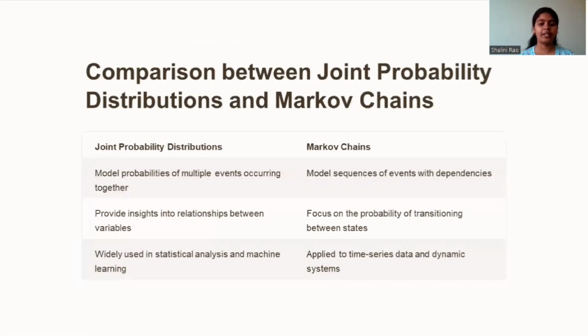Next, we have the comparison between joint probability distributions and Markov chains. Joint probability distributions model probabilities of multiple events occurring together, whereas Markov chains model sequences of events occurring with dependencies. Joint probability distributions provide insights into relationships between variables, whereas Markov chains focus on the probability of transitioning between states. Joint probability distributions are widely used in statistical analysis and machine learning, whereas Markov chains are used in time series data and dynamic systems.